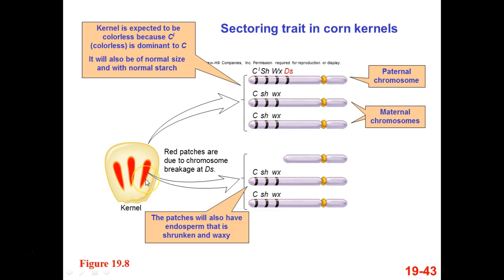But then it would move again. So in the beginning, when the kernel was formed, it wasn't producing any color. But then that transposable element left that segment of the chromosome and went someplace else, and therefore the gene for color was no longer disrupted, and so you get these red patches in the kernel.